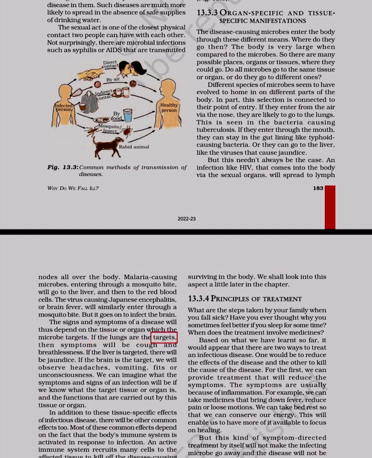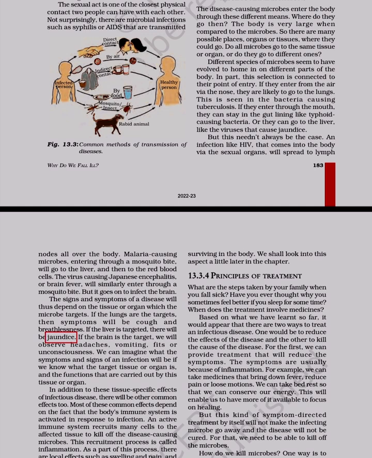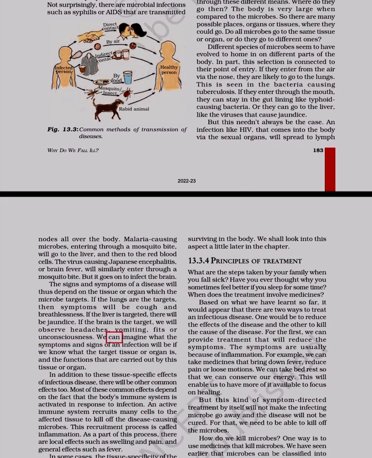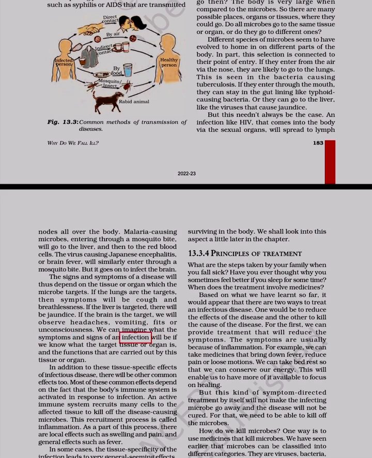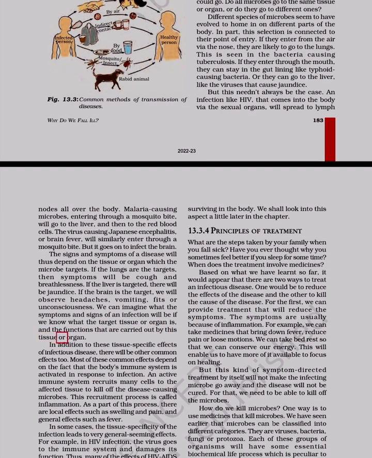The signs and symptoms of a disease will thus depend on the tissue or organ which the microbe targets. If the lungs are the targets, then symptoms will be cough and breathlessness. If the liver is targeted, there will be jaundice. If the brain is the target, we will observe headaches, vomiting, fits or unconsciousness. We can imagine what the symptoms and signs of an infection will be if we know what the target tissue or organ is, and the functions that are carried out by this tissue or organ.